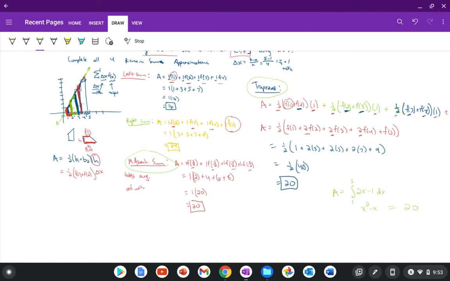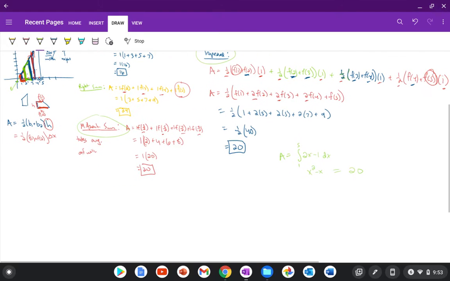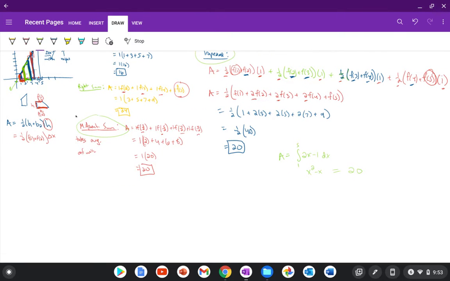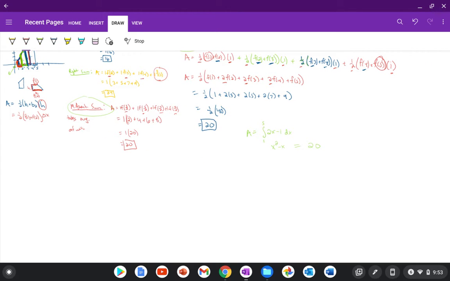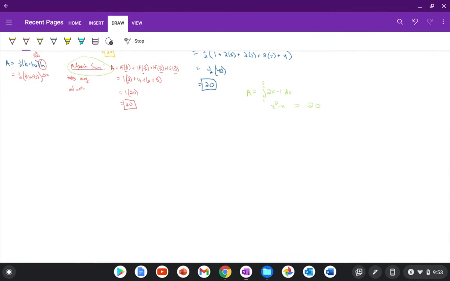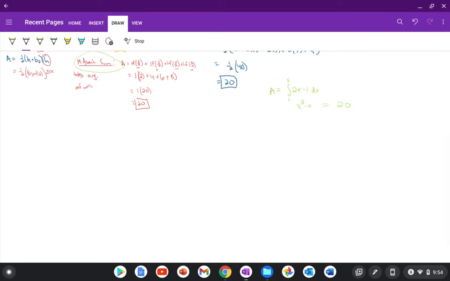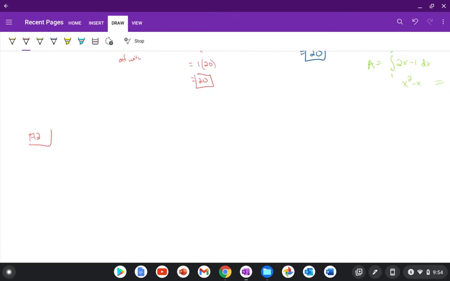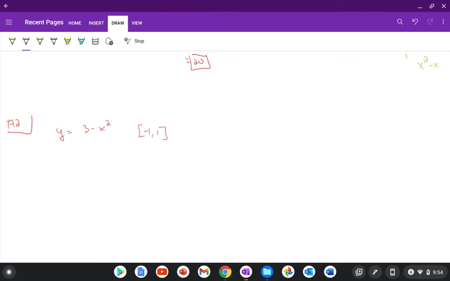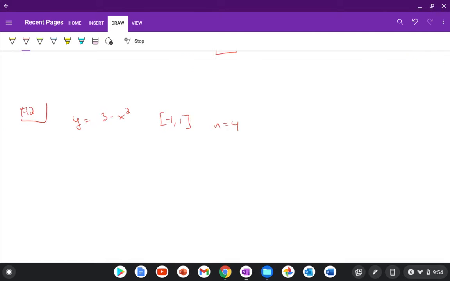So, all right, let's go ahead and look at our second example. I know that one took a long time. Let's at least look at one more here. We'll go a little bit faster through this one. All right, so our second one, let's do y equals 3 minus x squared. We're going to do the interval -1 to +1 and n equals 4. And we're going to do all 4 approximations.